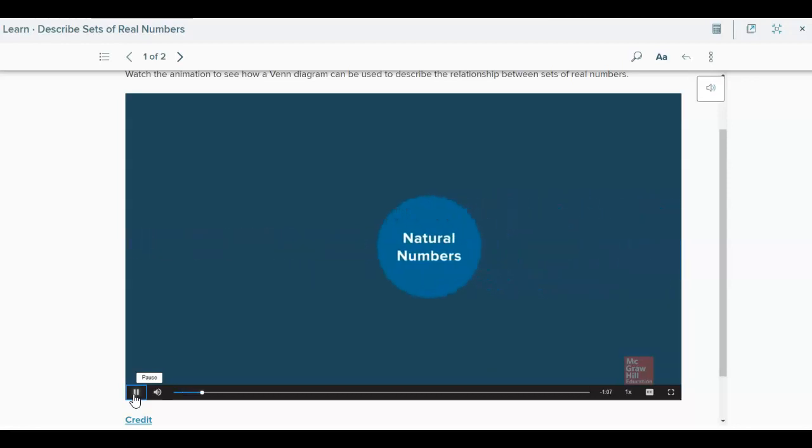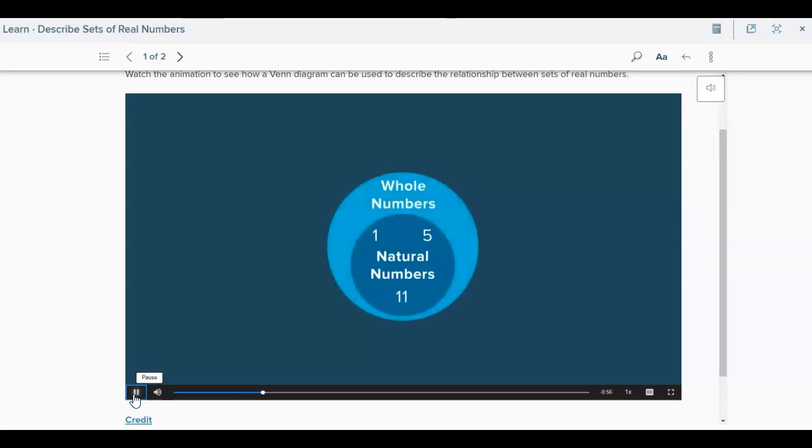The set of natural numbers, 1, 2, 3, 4, and so on. Natural numbers are a subset of whole numbers. The set of whole numbers includes the natural numbers, so all natural numbers are whole numbers. Whole numbers are a subset of integers. The set of integers includes the whole numbers plus their opposites and zero. All whole numbers are integers.